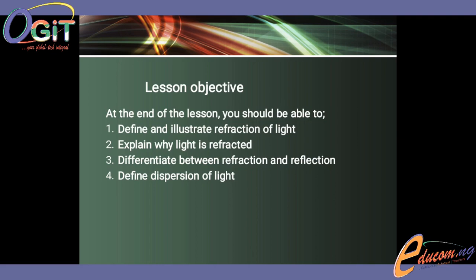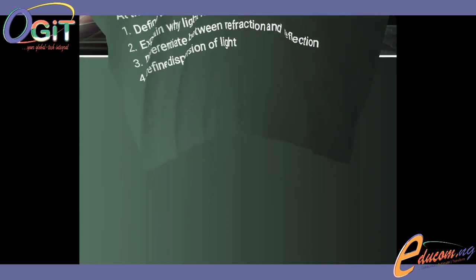Lesson objective: at the end of the lesson, you should be able to define and illustrate refraction of light, explain why light is refracted, differentiate between refraction and reflection, and lastly, define dispersion of light.